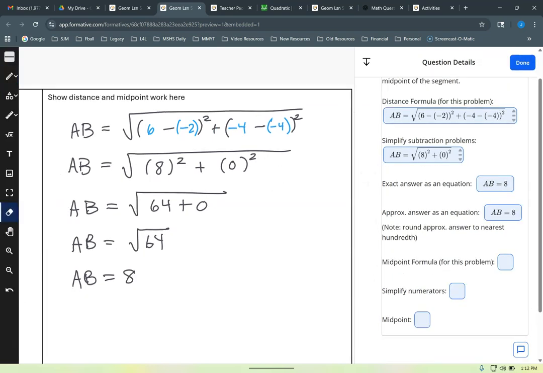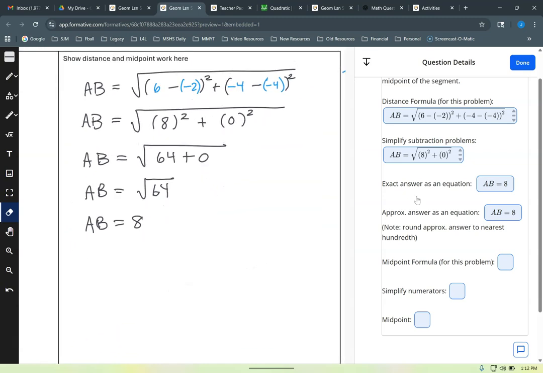Got a weird little square rooty guy there. All right, here we go. Now, let's find the midpoint for this line segment. So let me show you how to do that.